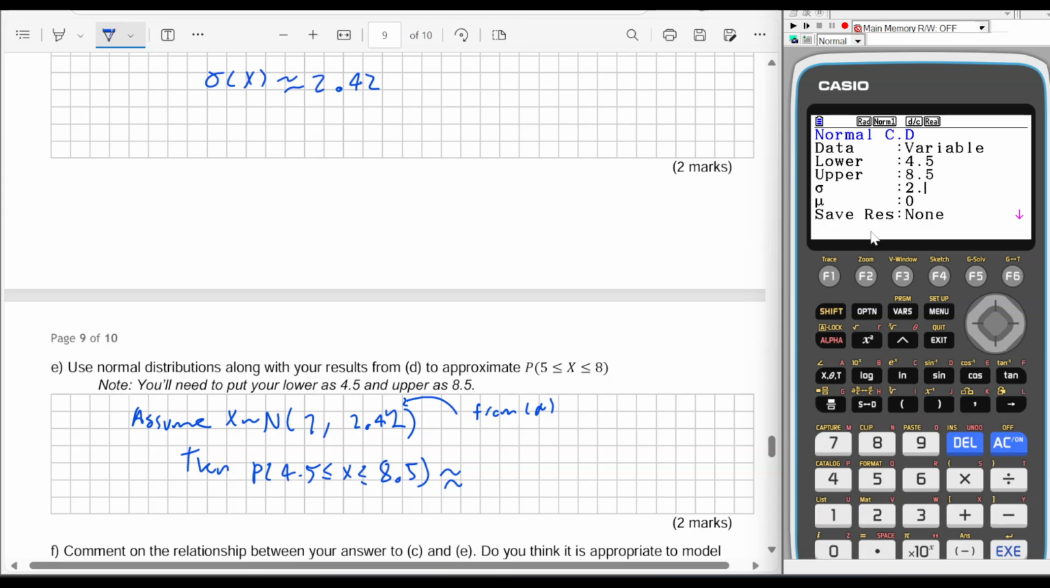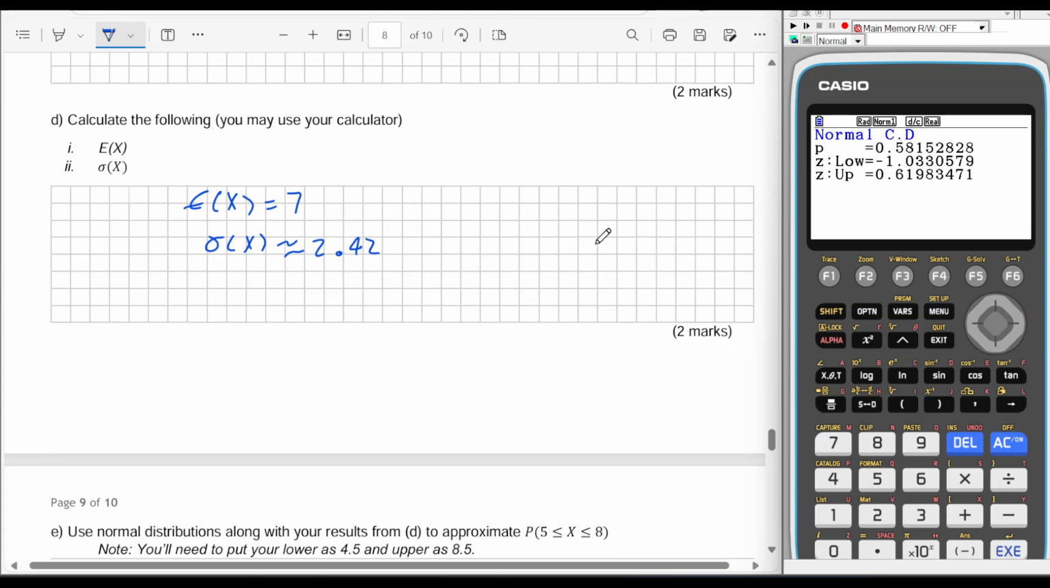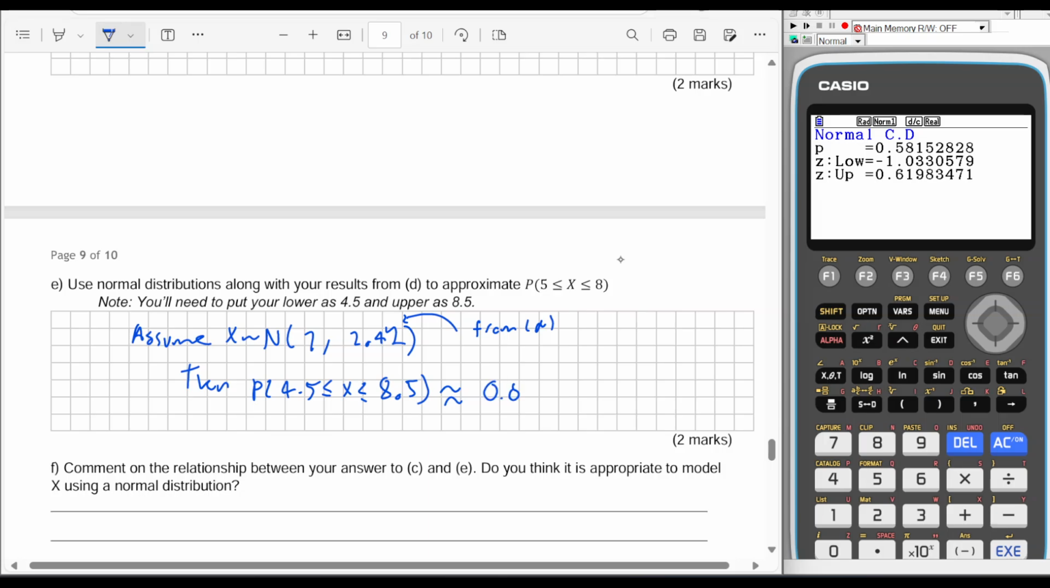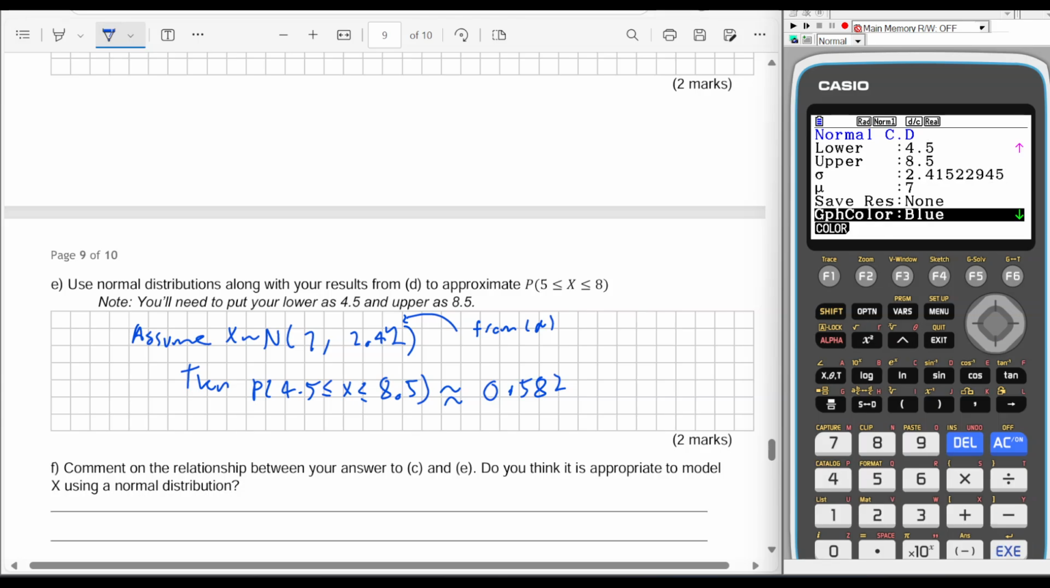So 2.42 is that, and the mean is 7. Technically, I should use the full standard deviation. But you get about 0.5815. 0.582. Otherwise that'll bother me that I've done it. Let's go back in and use the full standard deviation and see if that makes a difference at all. 2.4152294945. We'll see if that makes any difference. No, it didn't, but you can see it almost did. Like it almost would have rounded up to 58.3%.